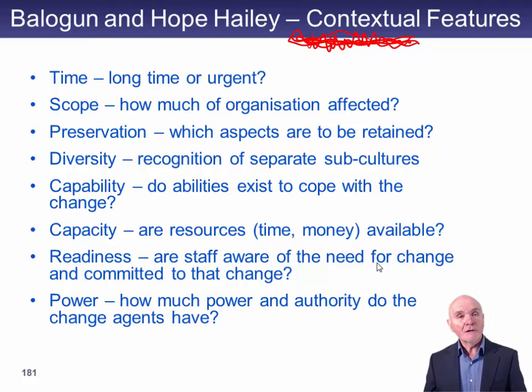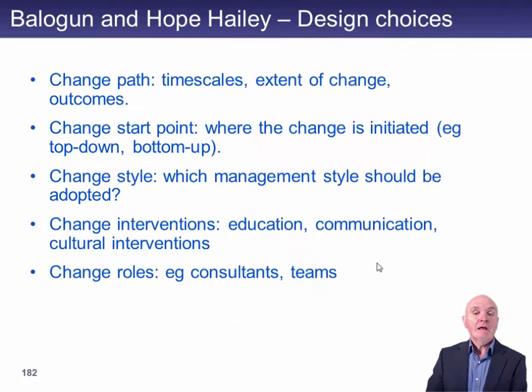So those are what you can call the contextual features, or I like to call them the variables of change. Every change is going to be slightly different in terms of these variables. And then, as a result of these variables, what are the design choices? And the first one they call the change path. Timescales. Pretty obviously, an urgent change has to be done very quickly.